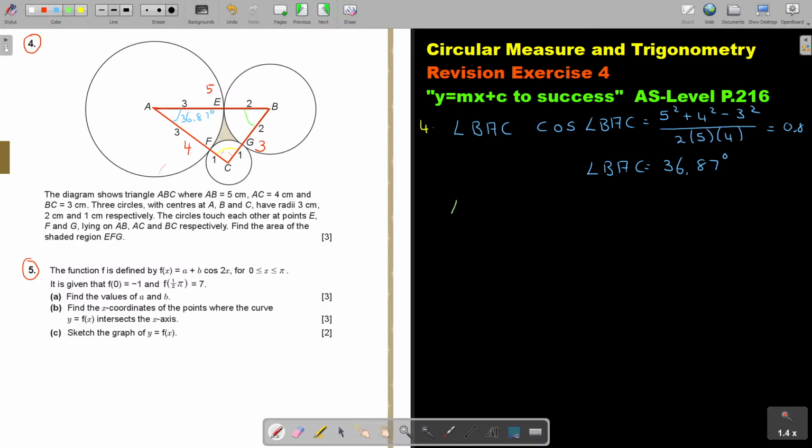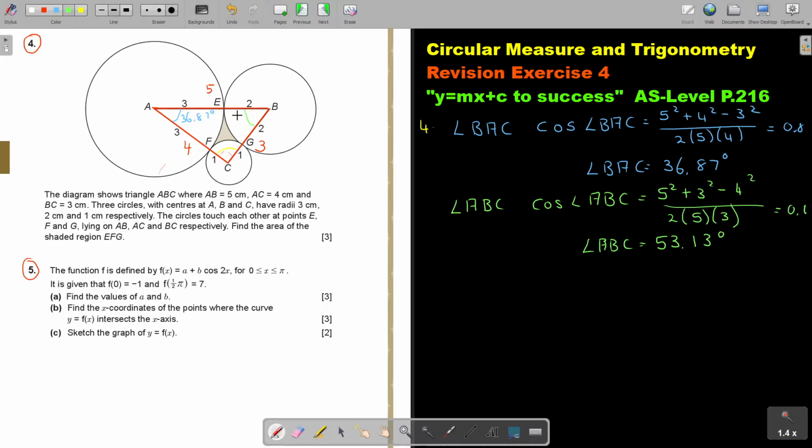Now I'm going to do the same for ABC, the green one. So cos angle ABC, and now remember it's the green, so it's 5 squared plus 3 squared minus the opposite, 4 squared, and then I divide by 2 times 5 times 3. Pressing it in on my calculator, I get 0.6, and with shift cos, to 2 decimal places, angle ABC is 53.13 degrees.